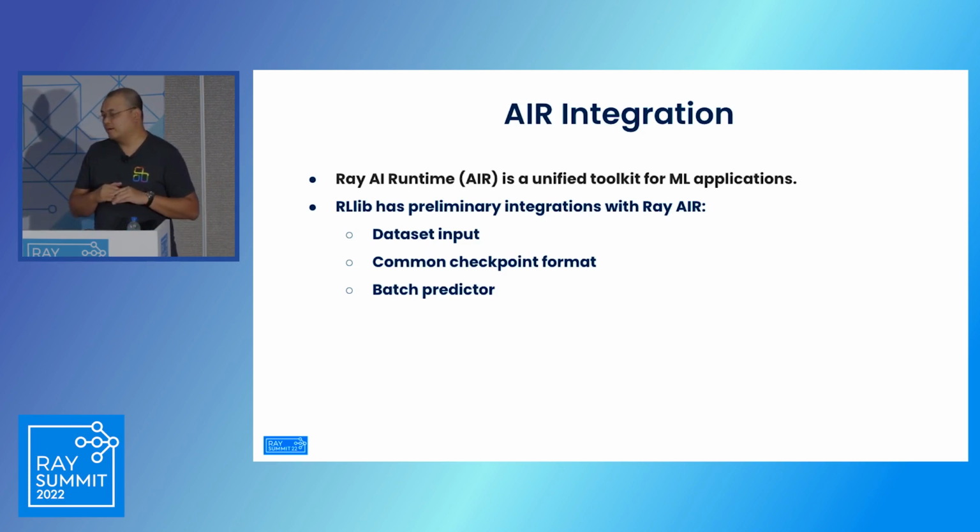For example, now dataset is a first-class input that you can use with RLlib. That allows you to do offline training with a very large-scale dataset. You can actually do distributed ingestion as well. And RLlib is using the same checkpoint format as all the other AIR libraries. The benefit of that is once you get a checkpoint, you can easily use an AIR predictor to recover and start serving these RL policies.